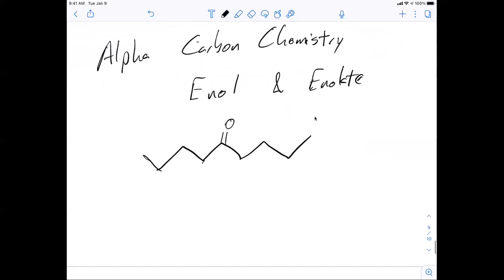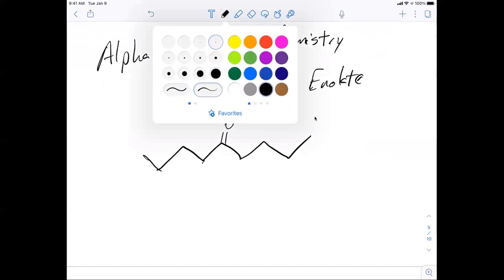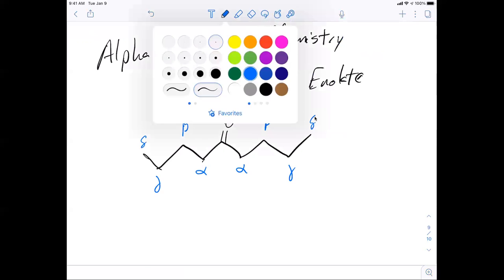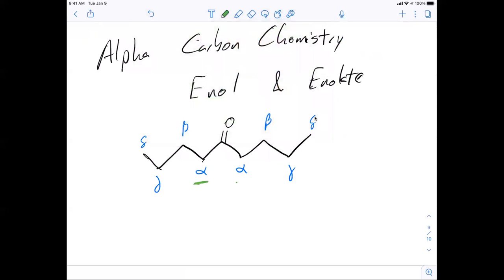So if we look at a carbonyl, one position away from that carbonyl is known as the alpha position. The second one is known as the beta. Then we get to the gamma and the delta. And it turns out those positions are the ones that we're going to be focusing on.